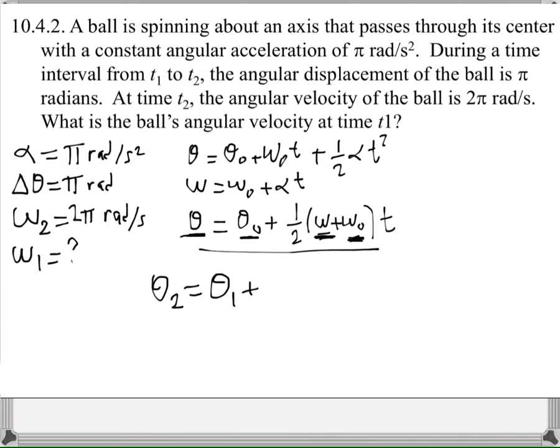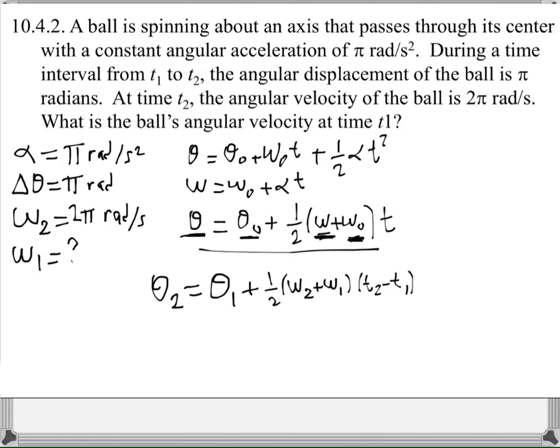plus 1/2 omega 2 plus omega 1 times, what is t in that case? T2 minus T1, right? Because T is T minus 0. So if you reformat or rewrite your equation with the given values in the problem, the rest is easy.